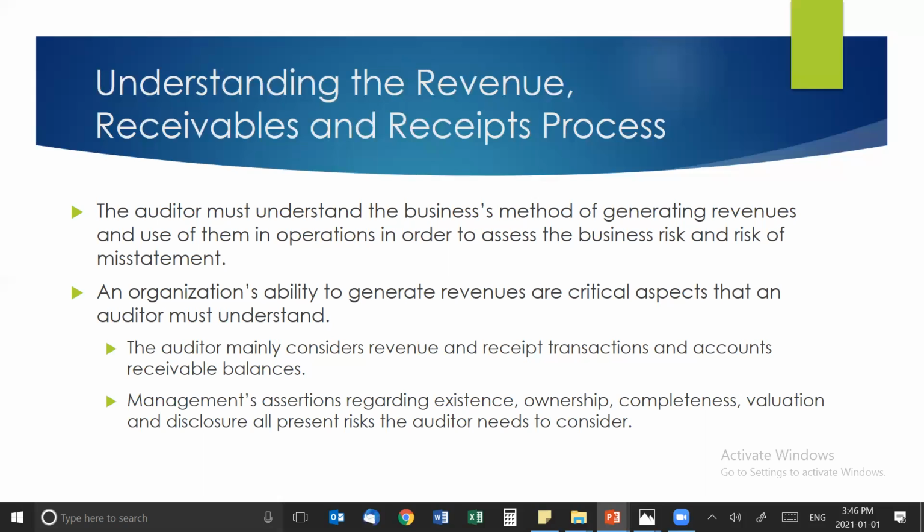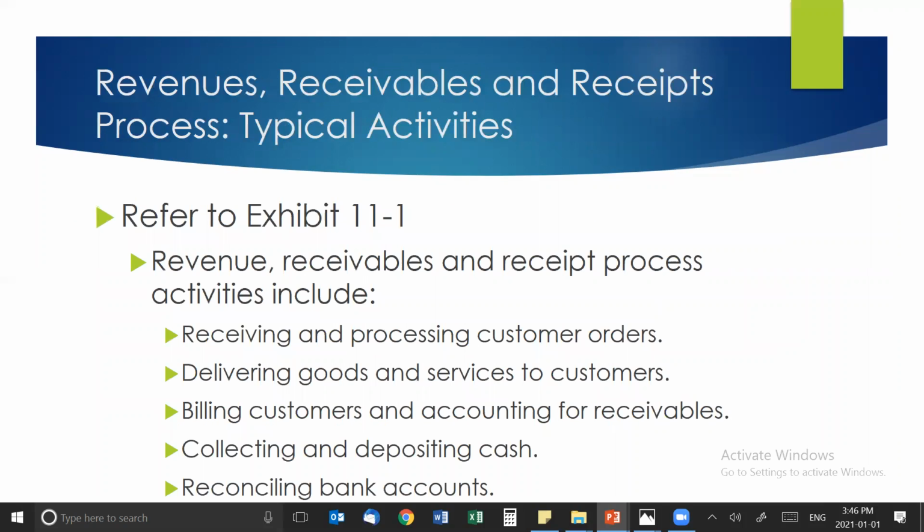And we want to make sure that we go through the assertions: existence, ownership, completeness, valuation, disclosure. We keep in mind all management's assertions because that's going to help us determine what our audit procedures are going to test. The textbook has a lot of exhibits that you're going to need to refer to when going through this chapter.